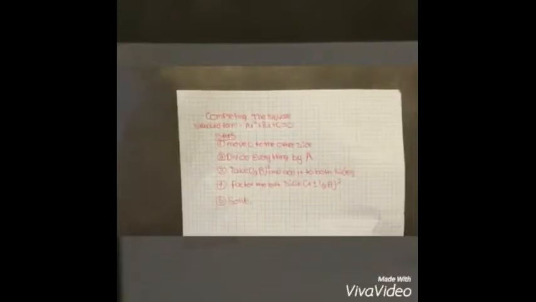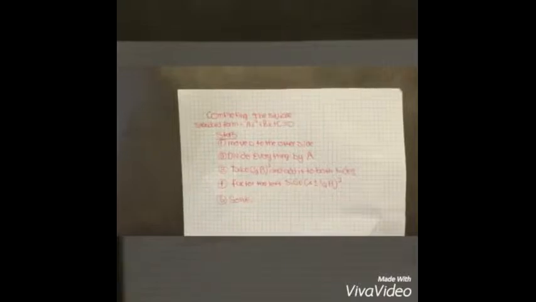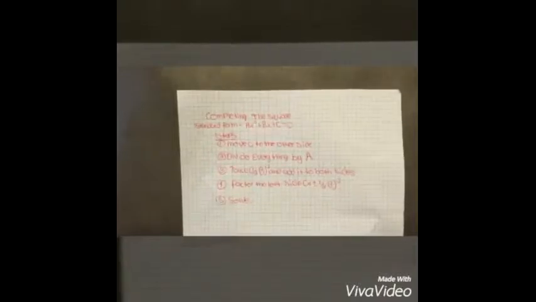Square. In completing the square, the first step is to move c to the other side. Divide everything by a. Take 1/2 b squared and add it to both sides. Factor the left side and solve.